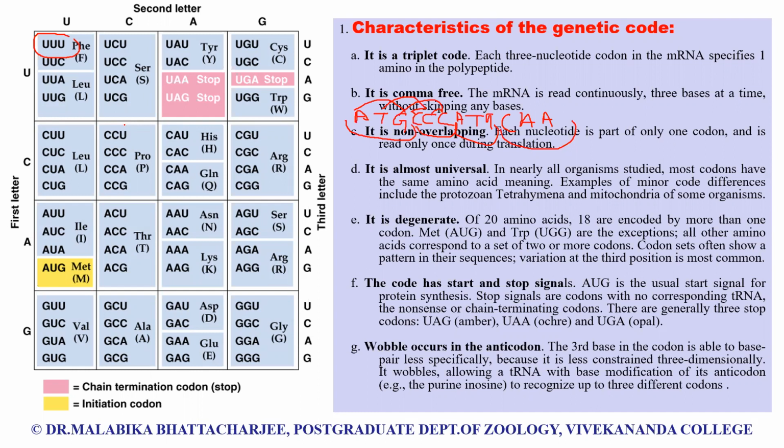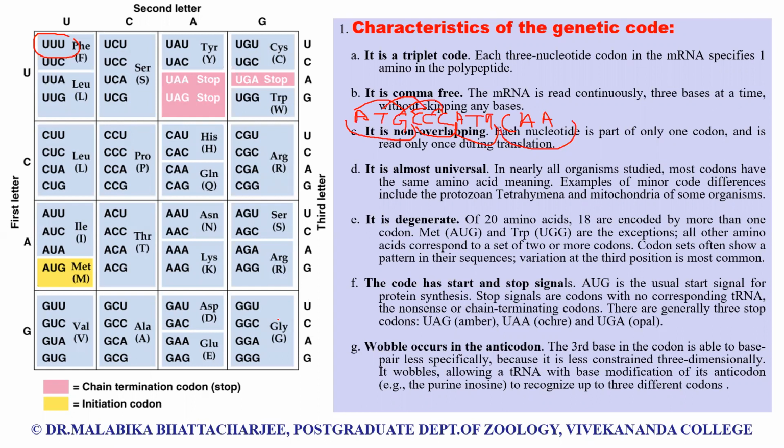So we have gone through the properties: it is a triplet code, it is comma free, it is almost universal, it is non-overlapping. Now coming to another property, it is degenerate. This question often comes: what do you mean by the degeneracy of the code? When we look at this picture of the genetic code, we see that there are 64 combinations, but in nature we have only 20 amino acids.